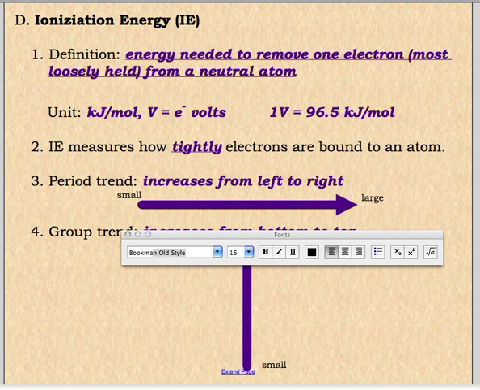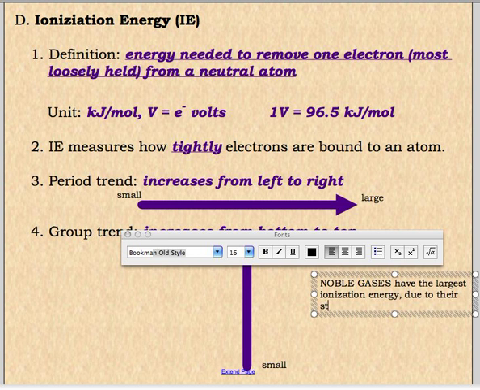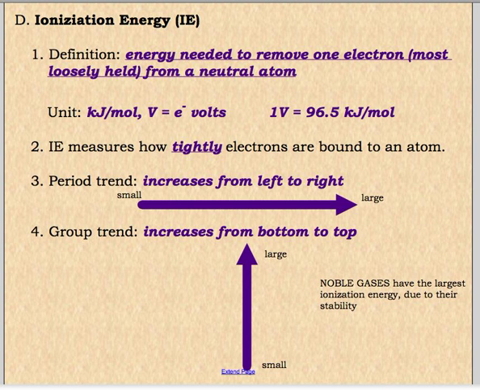One thing you definitely want to write down is noble gases have the largest ionization energy due to their stability. They have exactly the right amount of electrons, so they do not want to give any up to you. So, they're a pretty easy one to indicate there, but they're definitely going to have the largest one.